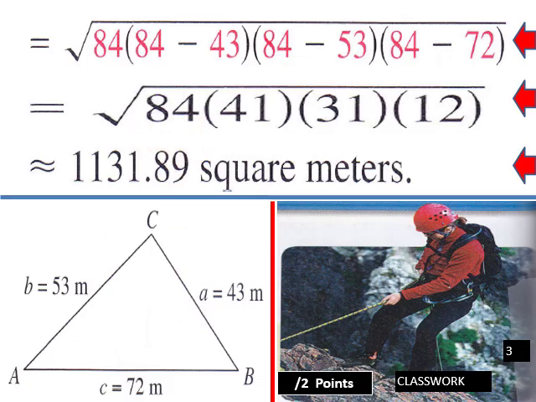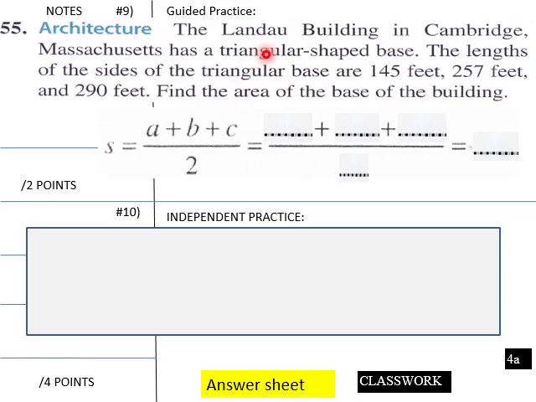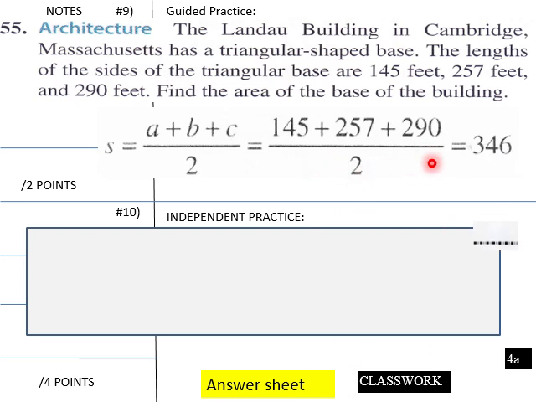That's pretty cool. So let's try one. The Landau Building in Cambridge, Massachusetts has a triangular shaped base. The lengths of the sides of the triangular base are 145, 257, and 290. Find the area of the base of the building. So you know what we're going to plug in here, right? So let's see: 145 plus 257 plus 290, over 2. And what does that equal? It equals 346. So this is your guided practice up here.